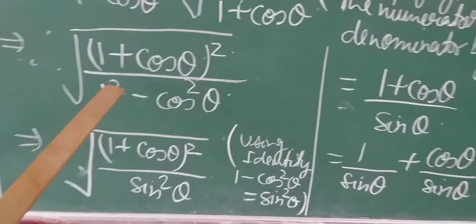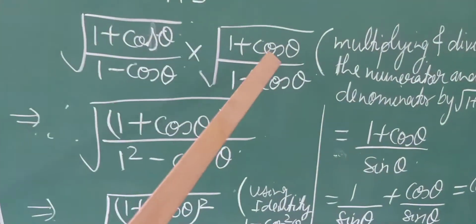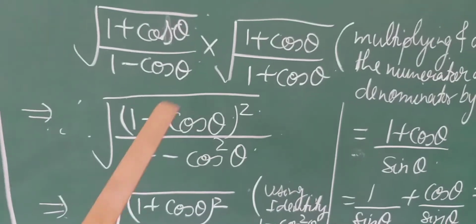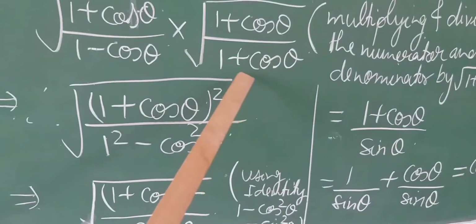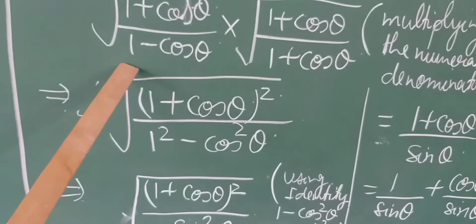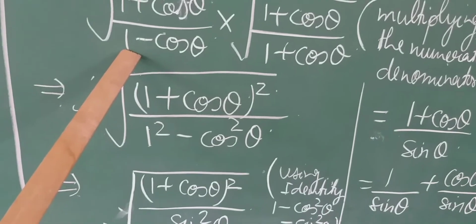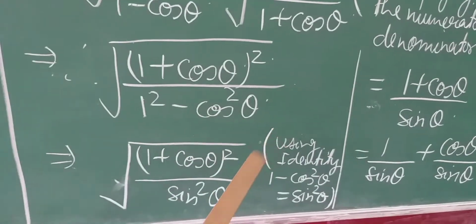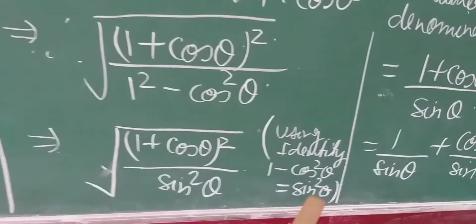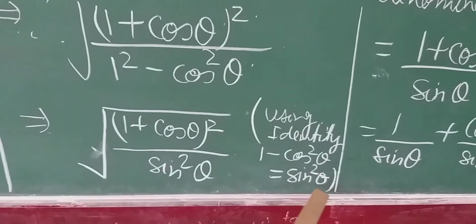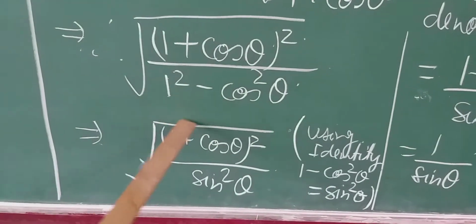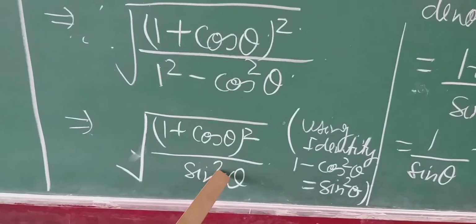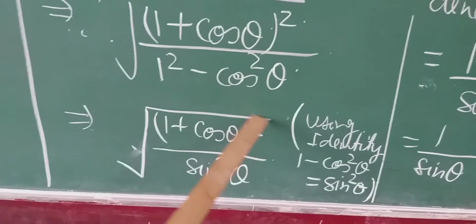Okay, so now students, 1 plus cos theta, 1 plus cos theta both are same. So we can write root 1 plus cos theta whole square. Here a minus b, a plus b identity can be used: a square minus b square. So we can write 1 square minus cos square theta. Now 1 minus cos square theta is sin square theta. This is the identity, students: 1 minus cos square theta equal to sin square theta. That's why at this place we can write sin square theta. Students, we know that when square is there, then the radical sign will be cancelled. So square and radical sign cancelled.